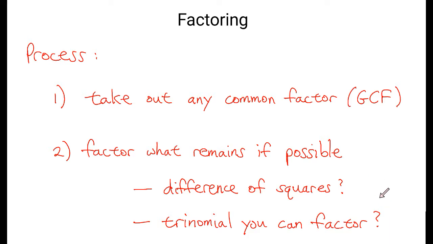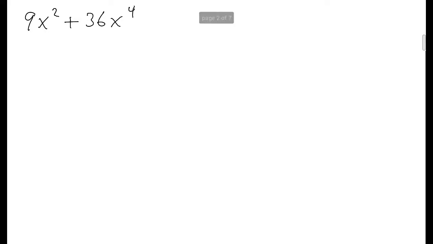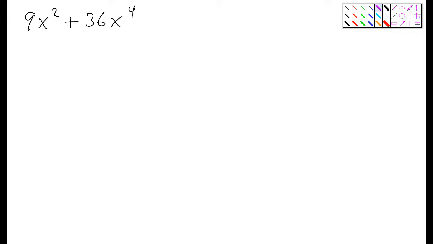Don't worry if you can't quite remember what each of those is. Okay, let's go. Let's start with our examples. This is what we call a binomial expression. But no matter, as always, step one, let's take out a greatest common factor.